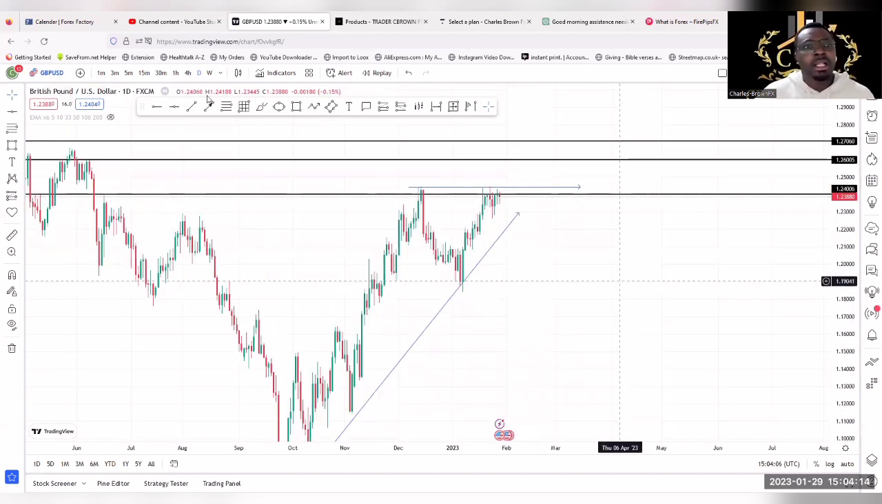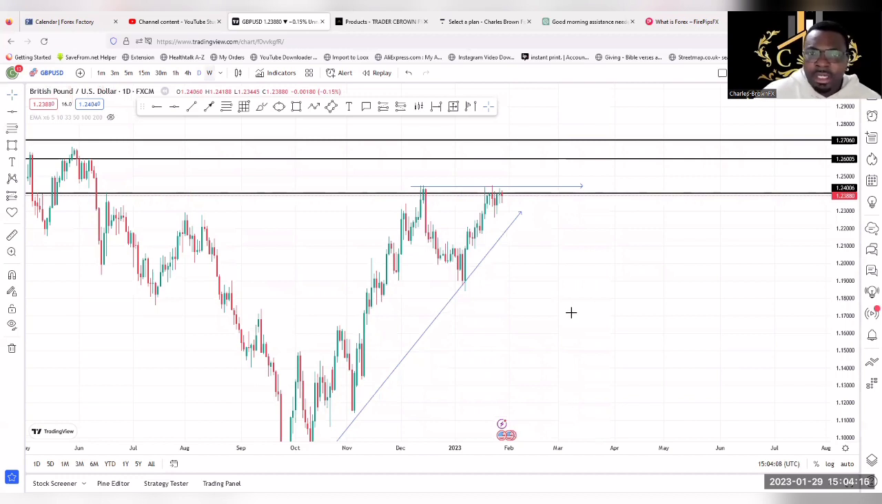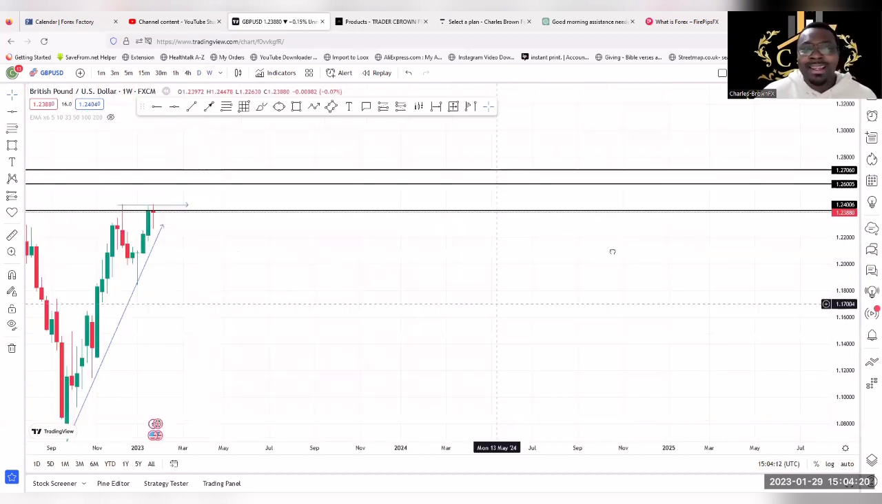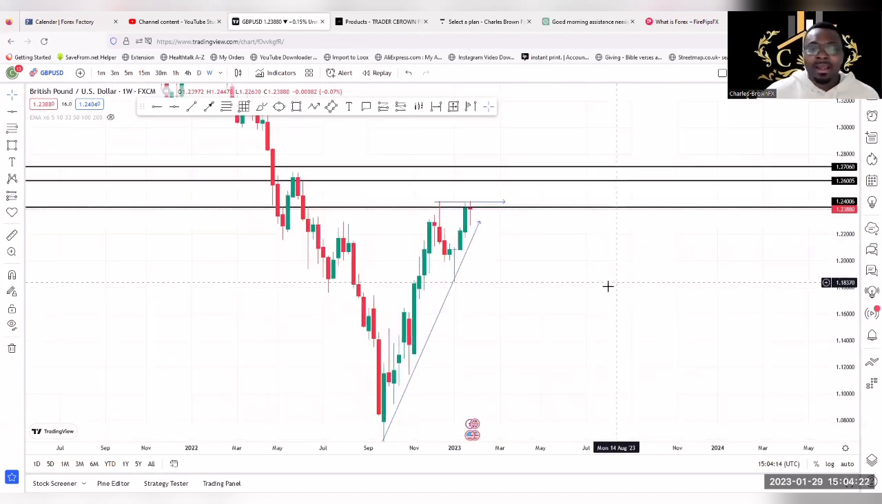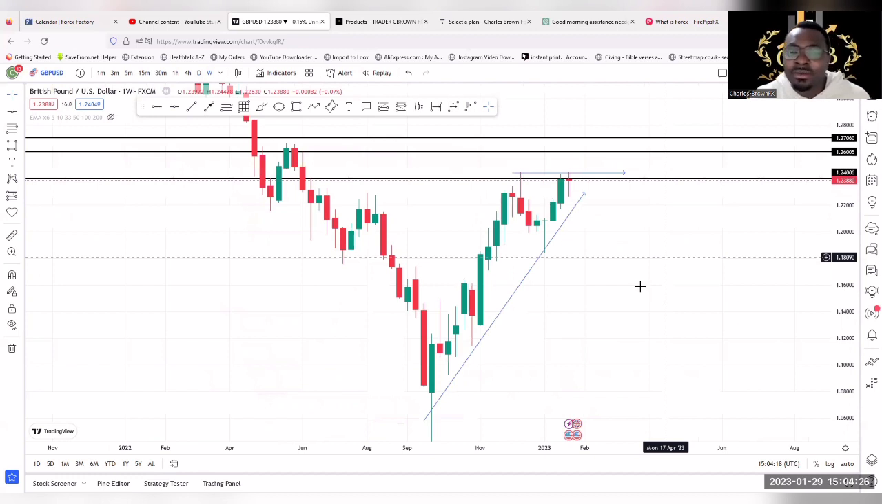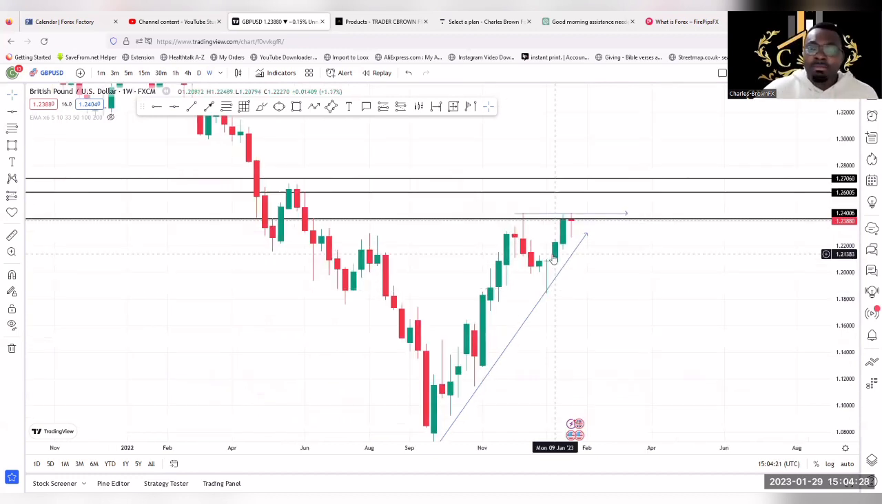Now, let's look at the weekly time frame. If you look at the weekly time frame, you can be rest assured that the market is going to push higher because of the candles. The candles that we have printed on the weekly are massively bullish. We see that the market pushed up, pulled back, and pushed up again.